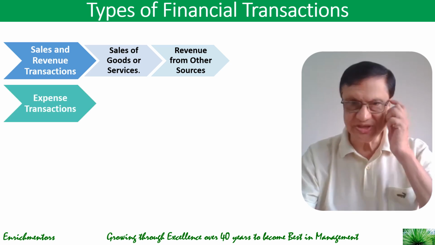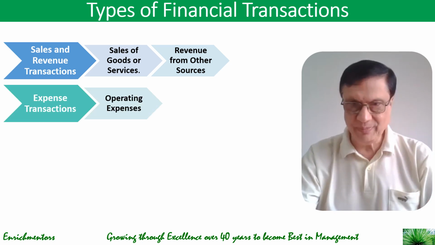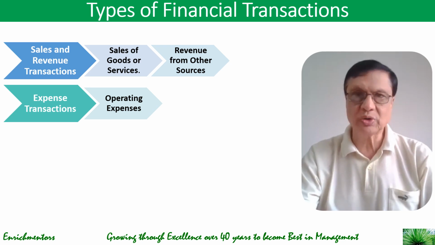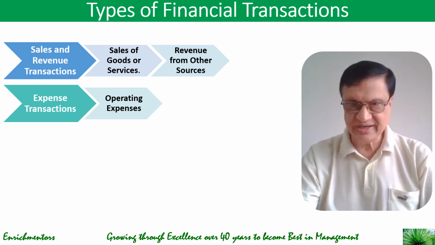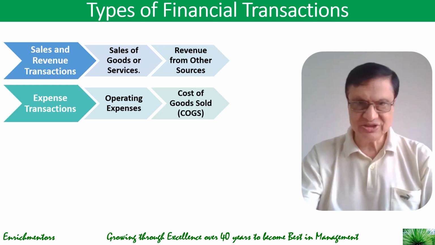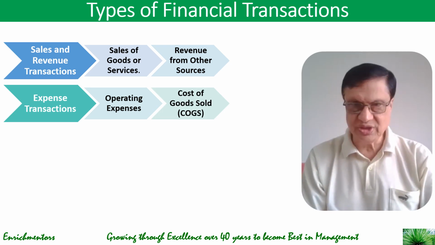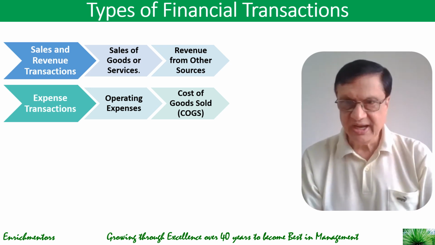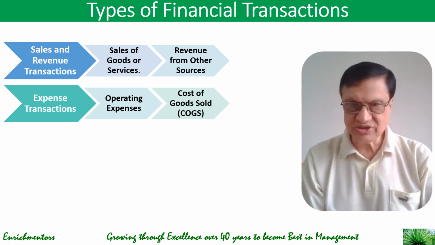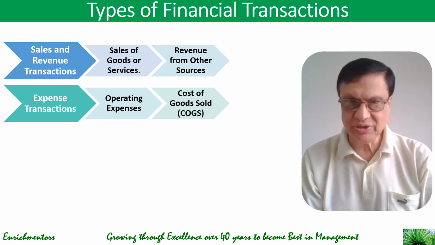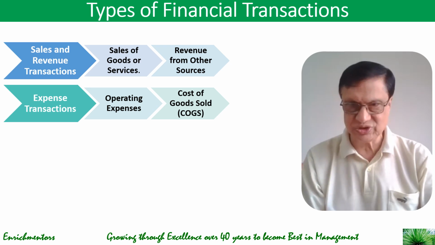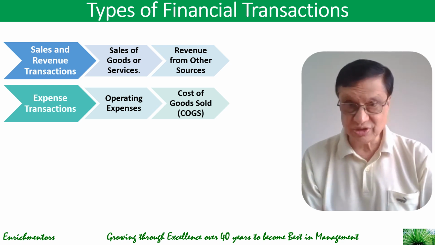Then there are expense transactions where you have operating expenses, which are the costs incurred in the normal course of the business, such as rent, utilities, salaries, and supplies. And then there is something called cost of goods sold, COGS, a very important term. These are the direct costs related to the production of the goods or services sold by the business, such as raw material, labor, time consumed, etc.